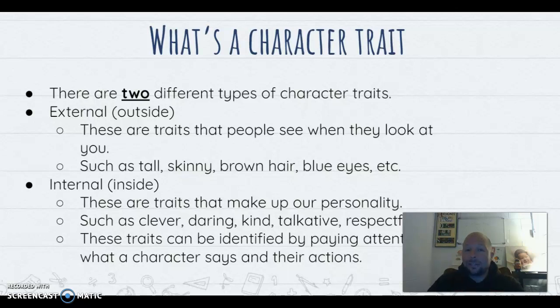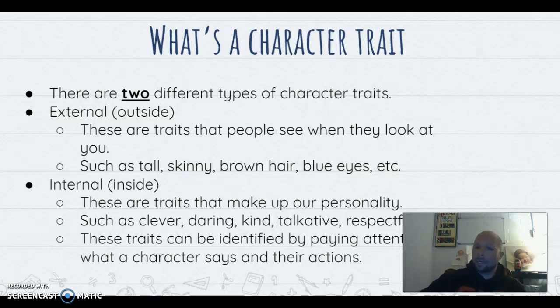So if you're reading a story, that is the only way you're going to learn of the internal character traits of a character, is by studying how they speak to other characters in the story, but also what they do, what actions they are doing. Okay, so they might not be talking to anybody at all. They might just have some sort of action that they perform. This might not be the main character. This might be another character in the story.